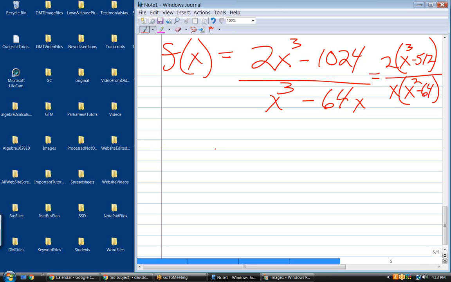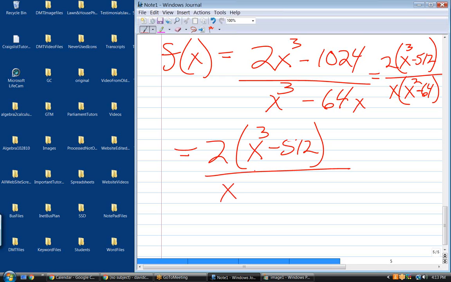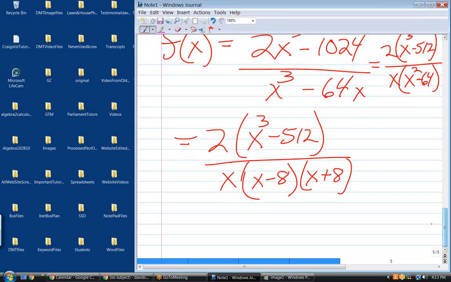So now let's write it differently. Let me write it 2 times x cubed minus 512 all over, and that x squared minus 64 is x minus 8 times x plus 8. Right. So we're... I need to factor the top also. Yeah. How does the top factor?